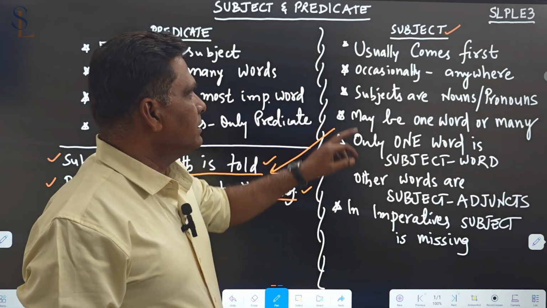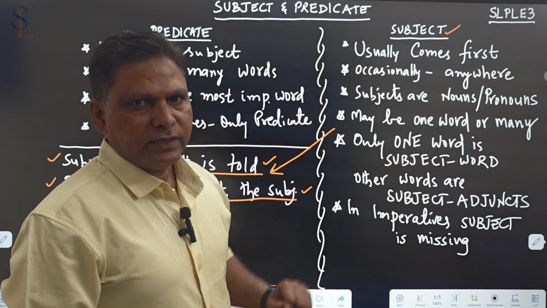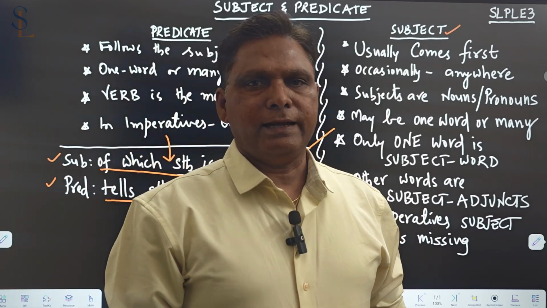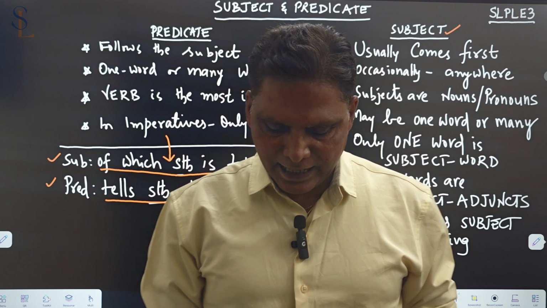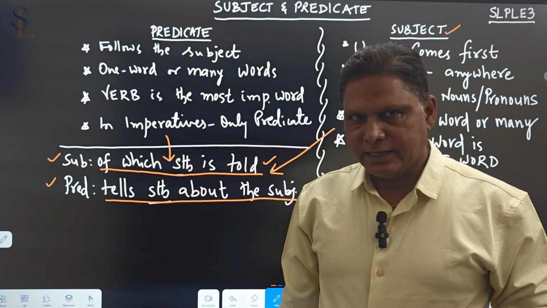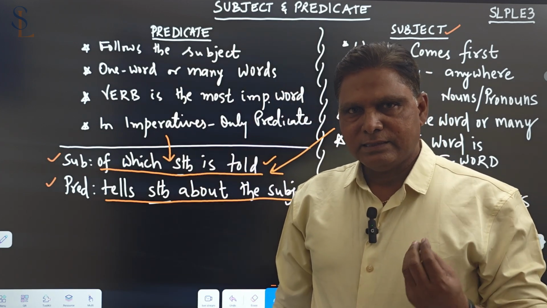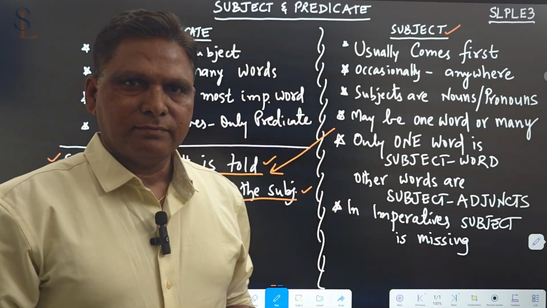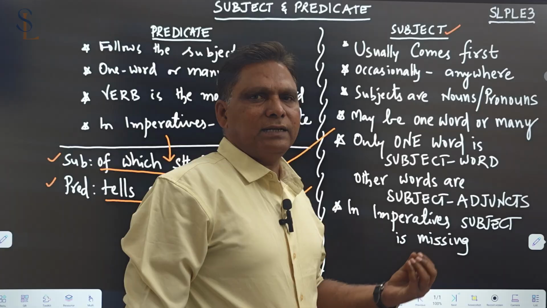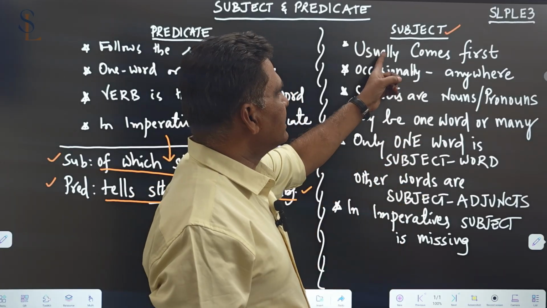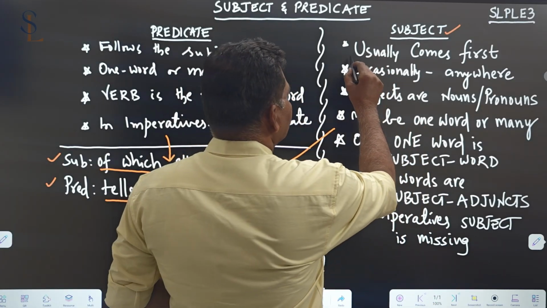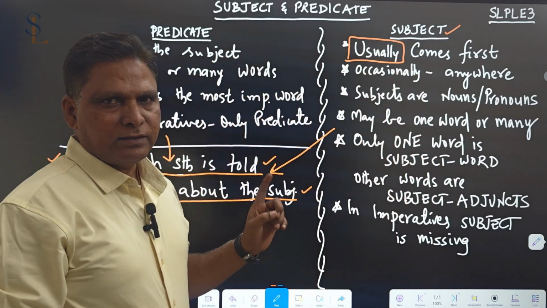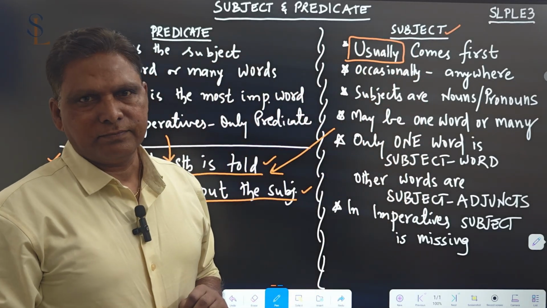Now, subject usually comes first in any sentence. If you observe, and if you go back to your previous class, kinds of sentences: assertive, interrogative, imperative, and exclamatory. If you take any sentence, subject comes first. And look at this word: not always, please. Usually comes first.